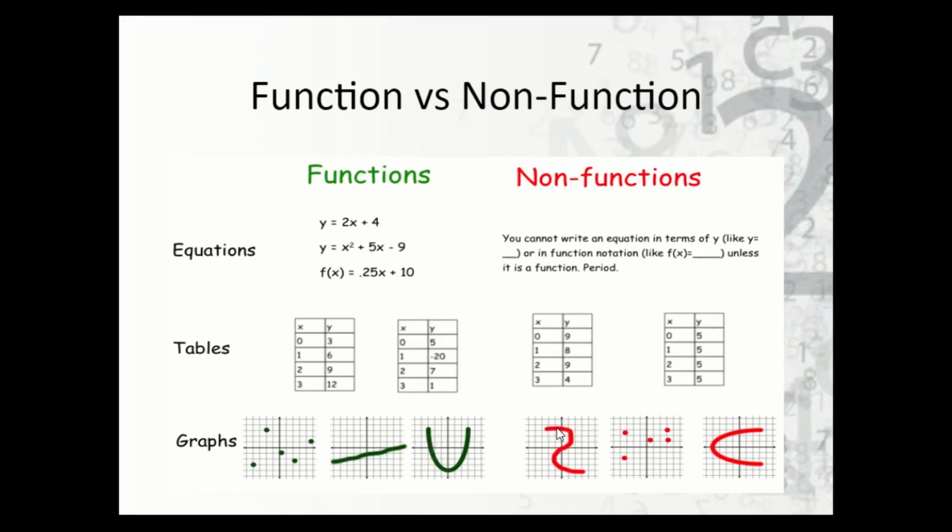Now, non-functions look something like this. Notice, if I pick an x value like x equals 0, when x is 0, y is this one, it's this one, and it's this one. So there's 3 different y values that match up. That doesn't work. Same thing here. If we look at this x value right here, there are 2 values for y that make it true. So that doesn't work. Same thing here. If I pick x equals 0 here and here, there are 2 points. So again, not a function.